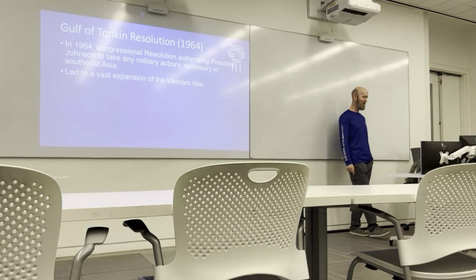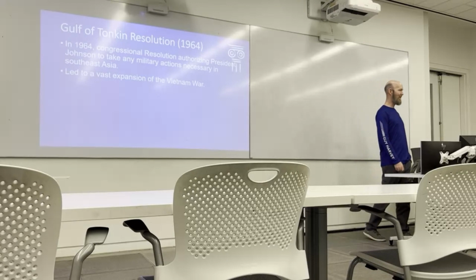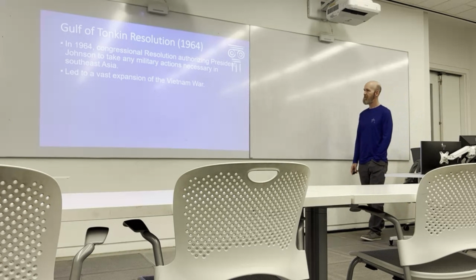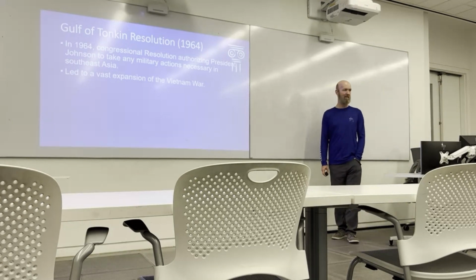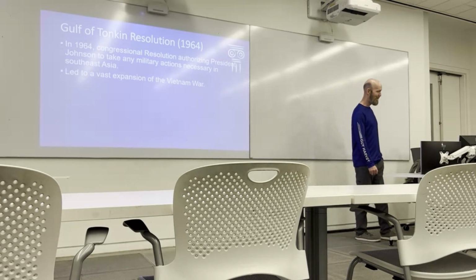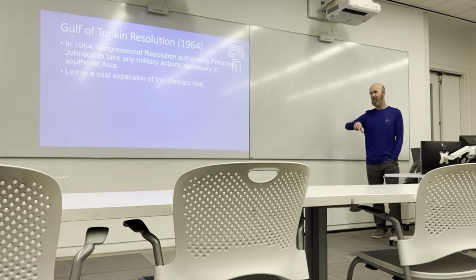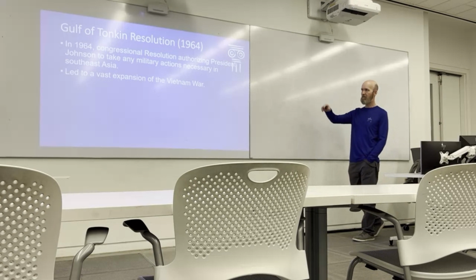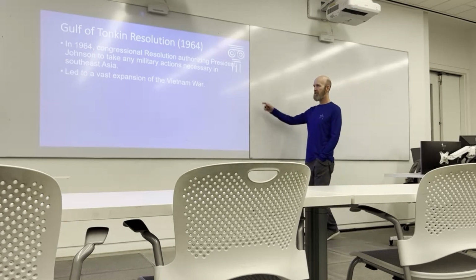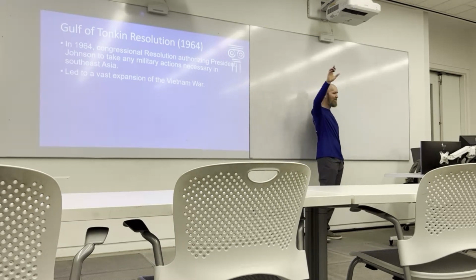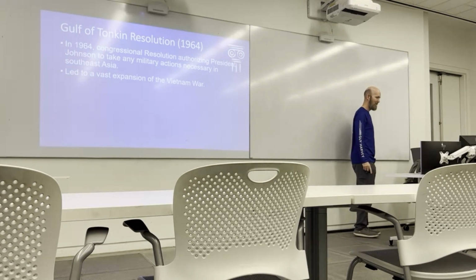The Gulf of Tonkin Resolution. The Gulf of Tonkin is a body of water over by Vietnam. There was an incident in which maybe the Vietnamese attacked American Navy ships. It's now debated what really happened. There's disagreement on that. But at least at the time, it was claimed that the North Vietnamese had attacked the US Navy. In response, Congress passed the Gulf of Tonkin Resolution, and it gave President Johnson the power to take any action he deemed necessary in all of Southeast Asia to protect American interests.